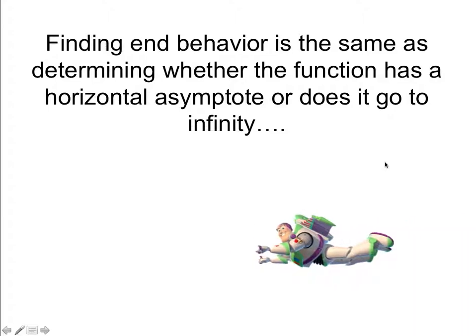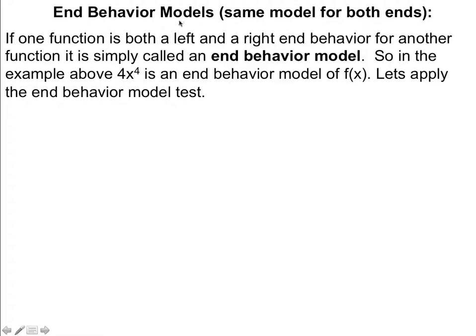Okay. And the way we're going to look at that is we're going to look at two things. We're going to look at end behavior models that have the same model for both ends, kind of like that previous picture. We're going to use that previous example. And then we're going to look at end behavior models that have different models for either end. So let's take a look at this example that we've been talking about. From the picture, if you remember, on the left-hand side and the right-hand side, the 4x to the 4th matched f of x pretty close. So this model, 4x to the 4th, is a good model for both ends of the function f of x.